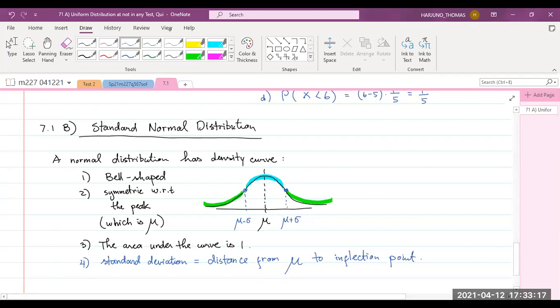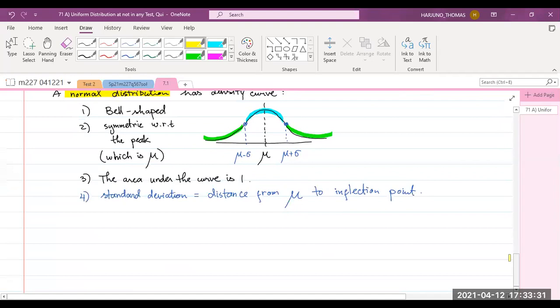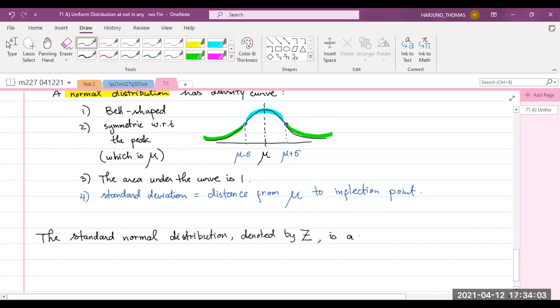Now, standard normal distribution. We talked about normal distribution earlier. There are infinitely many normal distributions. However, when we talk about the standard normal distribution, denoted by capital Z, it is a normal distribution with mean 0 and standard deviation 1.